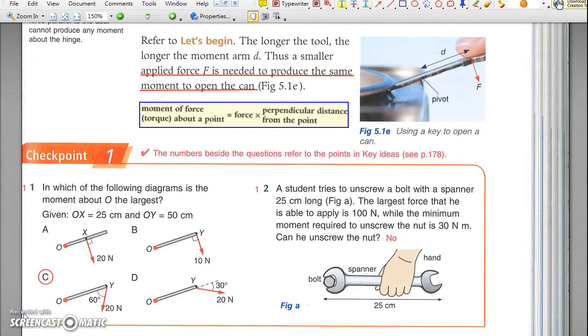We have mentioned that a long lever may multiply the turning effect of an applied force. And now you may tell that moment is the product of force and moment arm. A longer tool may produce a larger moment to open the can. Try checkpoint 1 below.